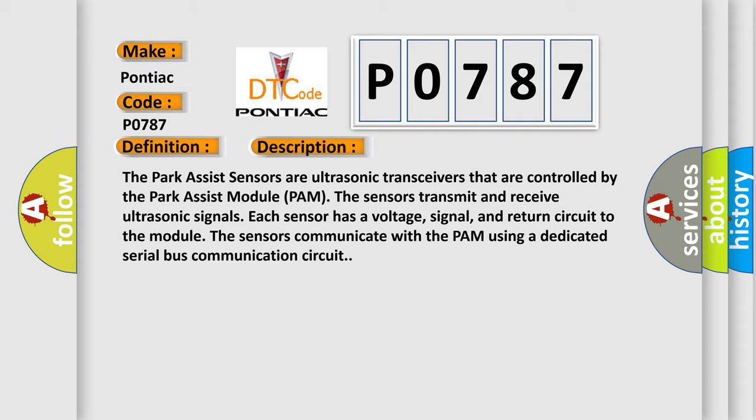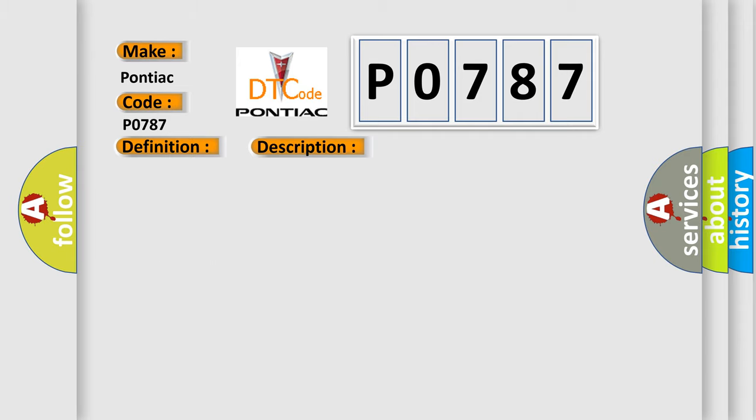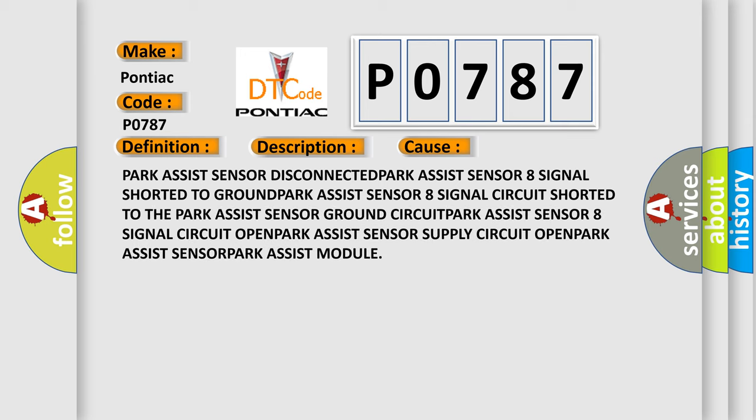This diagnostic error occurs most often in these cases: park assist sensor disconnected, park assist sensor 8 signal shorted to ground, park assist sensor 8 signal circuit shorted to the park assist sensor ground circuit, park assist sensor 8 signal circuit open, park assist sensor supply circuit open, park assist sensor, park assist module.